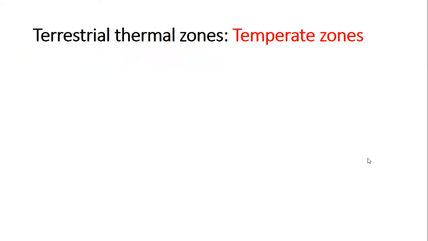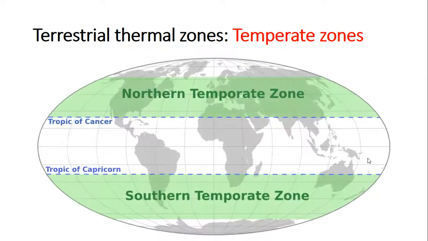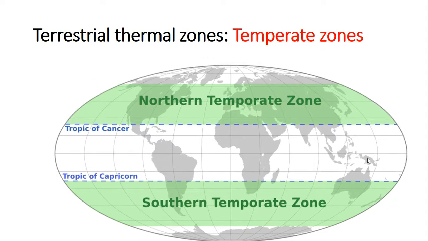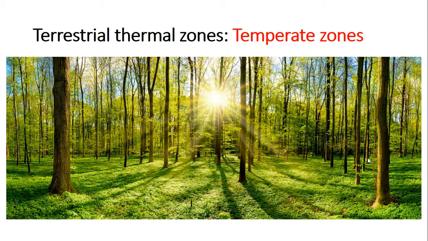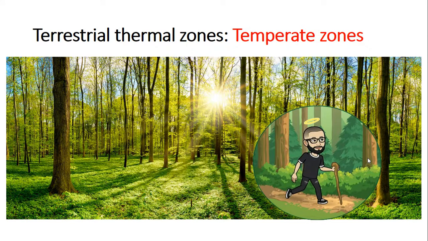Terrestrial thermal zones. Temperate zones range from the tropics, Cancer and Capricorn, to the polar circles, both in the north and in the south of the equator. These are the most extensive areas of the planet. Its climate is temperate. The rains and temperatures vary between each season of the year.